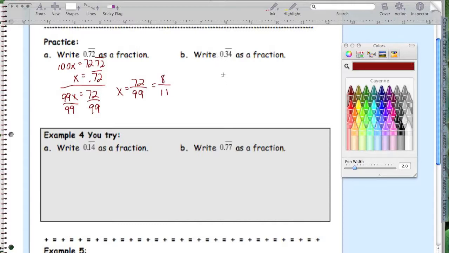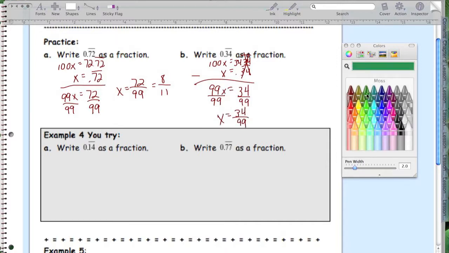Letter B, x equals 0.34 repeating. Multiply both sides by 100, so I get 100x equals 34.34 repeating. I get 99x when I subtract, and my repeating parts cancel, and I'm only left with 34. So now I divide by 99, and I get x equals 34 over 99, which doesn't reduce.